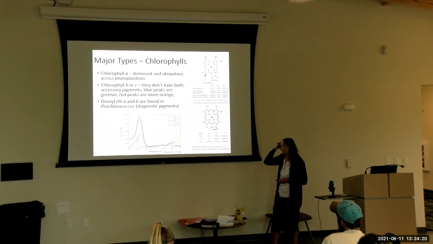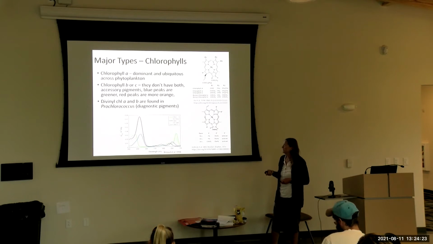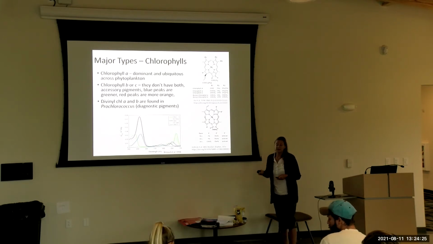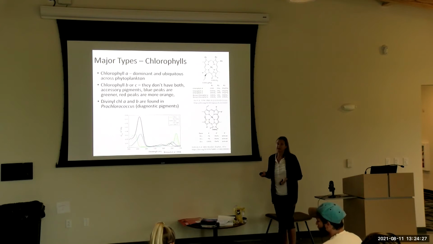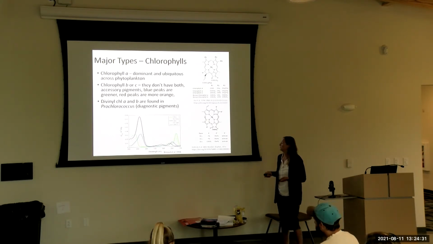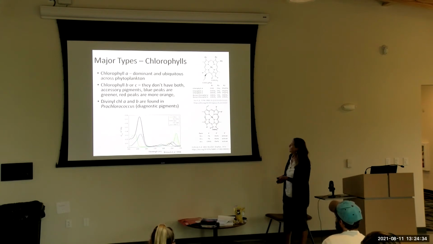Then we also have the divinyl chlorophylls A and B, and those are found in Prochlorococcus. And because they're only found in Prochlorococcus, we call it a diagnostic pigment. If you have divinyl chlorophyll B, you have Prochlorococcus. And what you can see from those is they're just slightly different from the chlorophyll A and slightly different from the chlorophyll B.